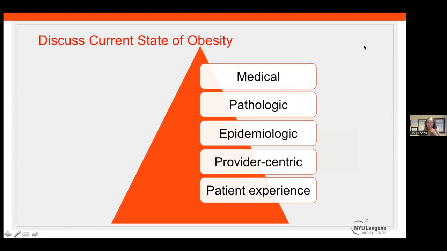Patients are often stigmatized in a way where they can avoid the medical environment. So it's our responsibility to help the patients feel comfortable discussing their weight.